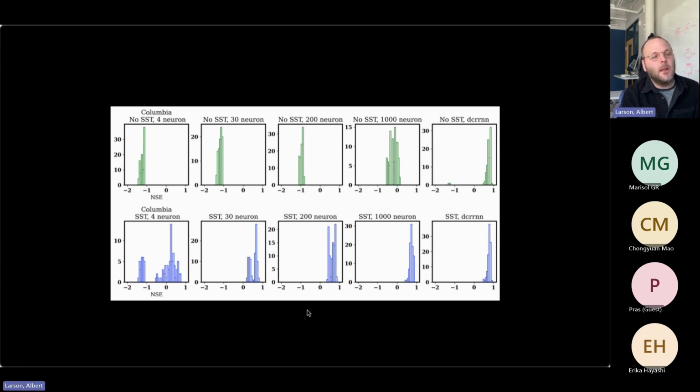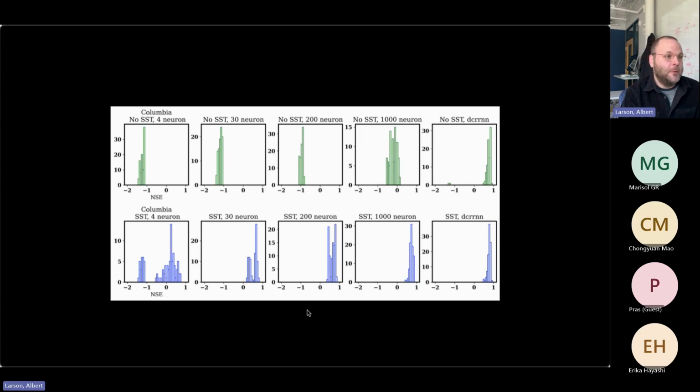So this is just considering the Columbia Basin. Nash-Sutcliffe efficiency, again, the figure of merit that we're considering. 4 neurons on the left, which is the least complex, all the way up to the most complex. Top row is when not considering sea surface temperature. Bottom is when including sea surface temperature in the prediction. What you find is that as the network gets more complex, prediction gets better. If you look at the last column, you see that when using DISCERN, both of them have the mass of their Nash-Sutcliffe efficiency values greater than 0 and close to 1.